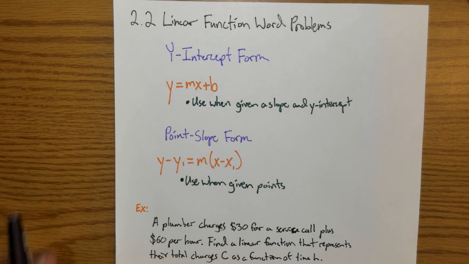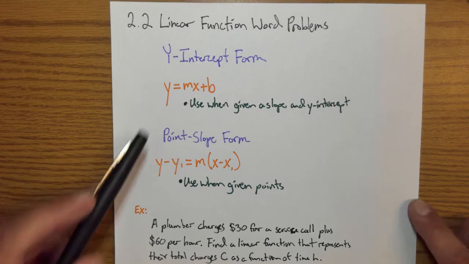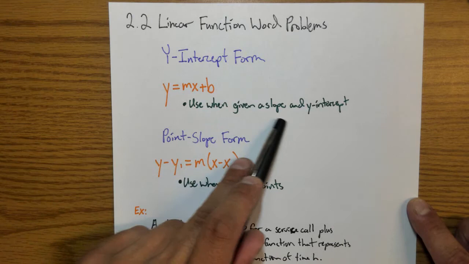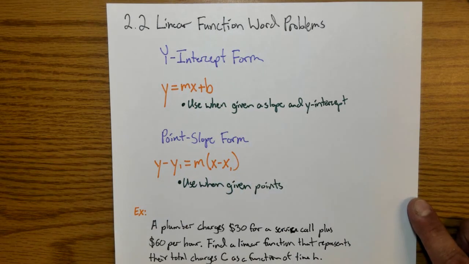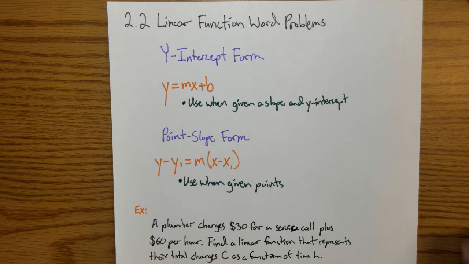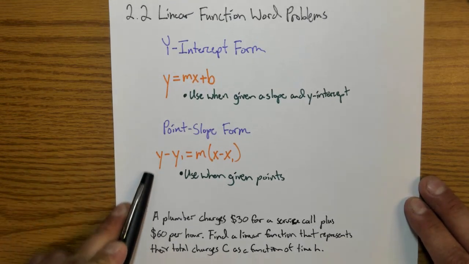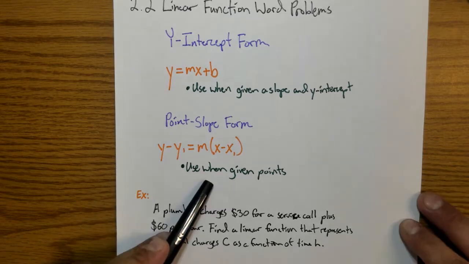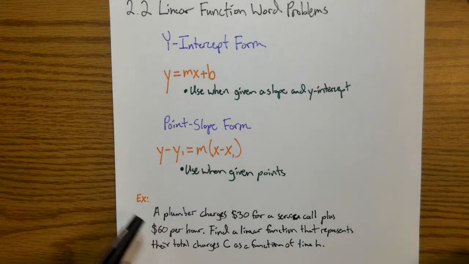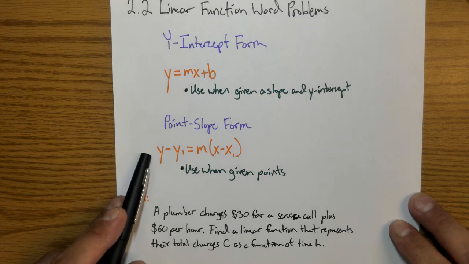Now, we'll be using these different forms differently depending on what information is given to us. So for instance, the y-intercept form we generally use when we're given a slope and a y-intercept. So if you're reading a word problem and say, oh, that's a slope, oh, that's a y-intercept, then use y-intercept form. If you are reading a word problem and it gives you 2 points, but doesn't give you a slope, then you'll want to use point slope form, okay?